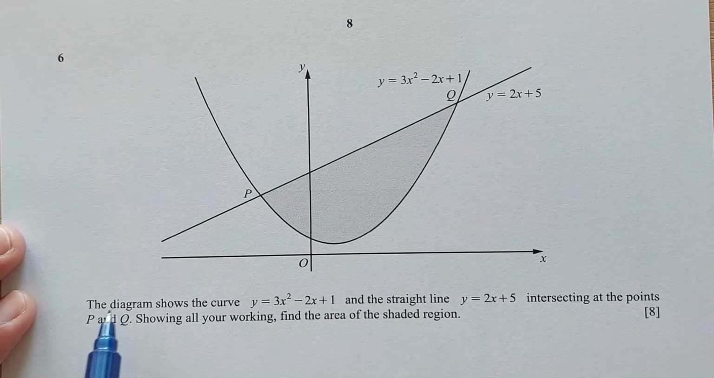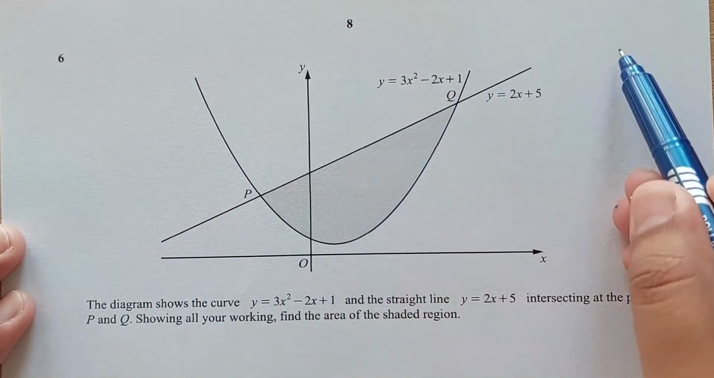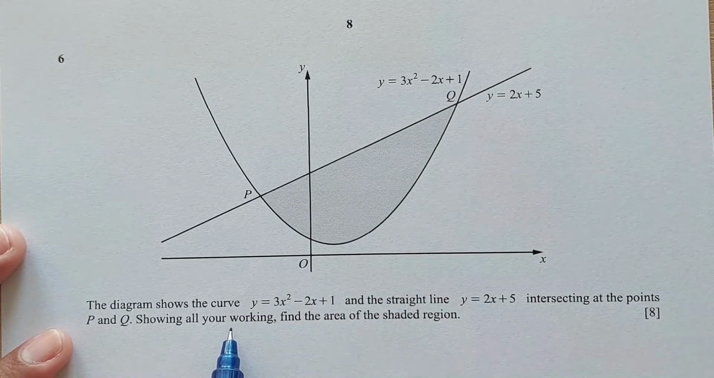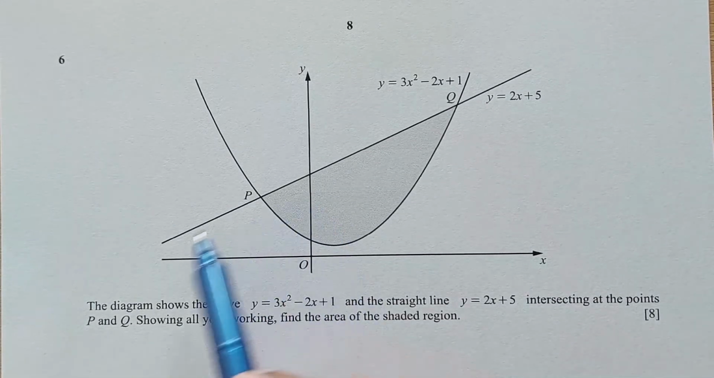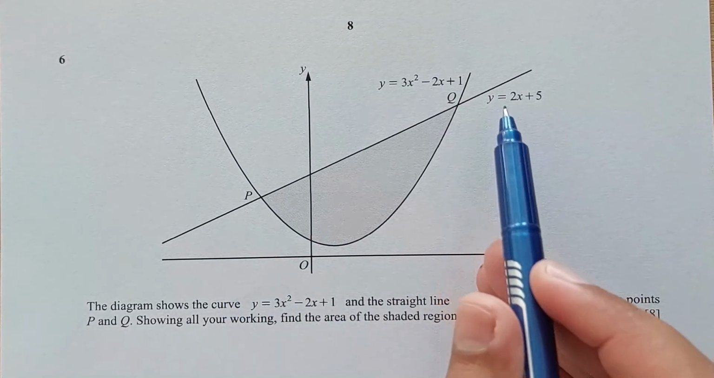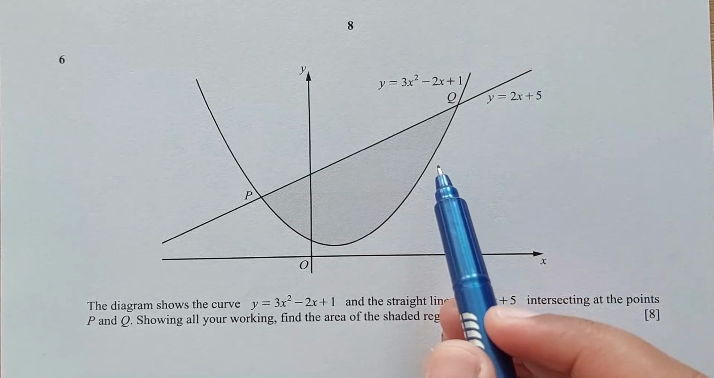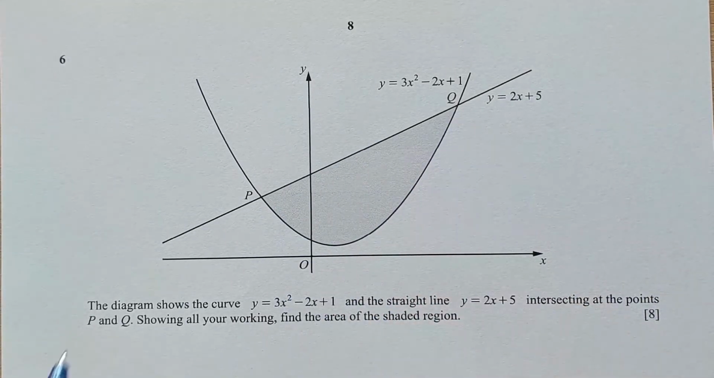Question number 6. The diagram shows the curve. This is the curve and the straight line intersecting at points P and Q, showing all your working. Find the area of the shaded region. Okay, so the shaded area is between the line and the curve, right? So when we have area between the line and the curve, first thing we need to find is the point of intersection of line and curve, that is P and Q.